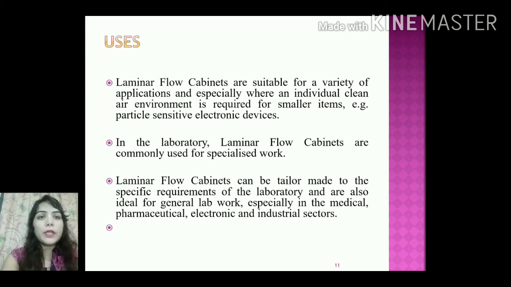Laminar flow cabinets can be tailor-made to the specific requirements of the laboratory and are also ideal for general lab work, especially in medical, pharmaceutical, electronic and industrial sectors. Now we will see the video of the laminar airflow cabinet.